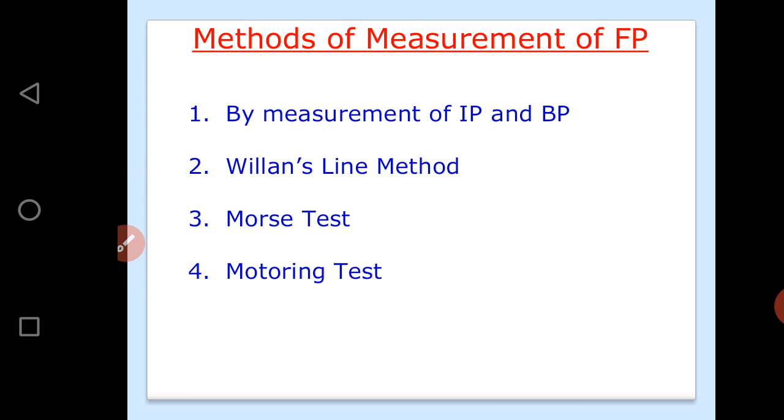Later on, what are the different methods of measurement of frictional power? Once you measure indicated power and brake power, we can measure the frictional power. So the first one is by measurement of indicated power and brake power. Second is the Willans line method. Third one is the Morse test, and fourth one is the motoring test. We will see the Morse test over here, because the Willans line method is not in our syllabus. Previously in G-Scheme there was a motoring test, but now this is not in your syllabus. So we will discuss the Morse test only.